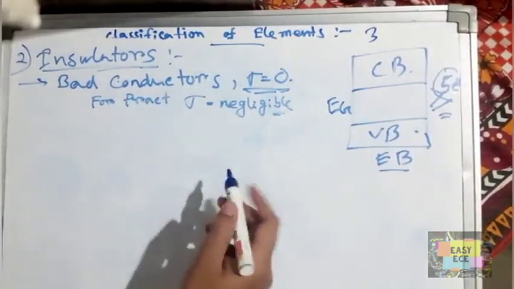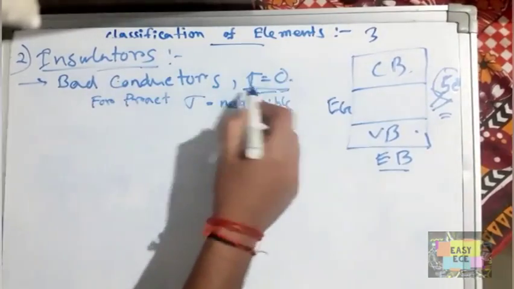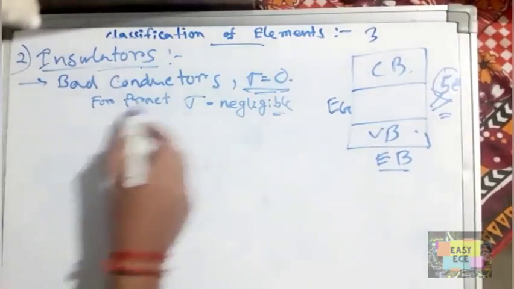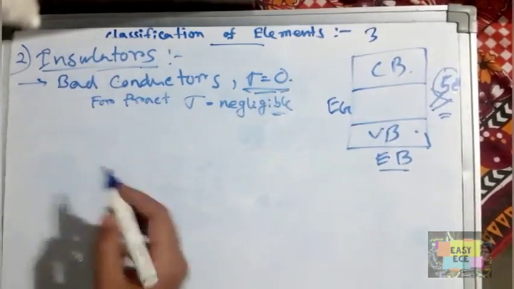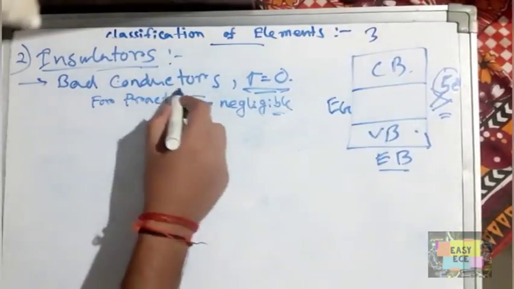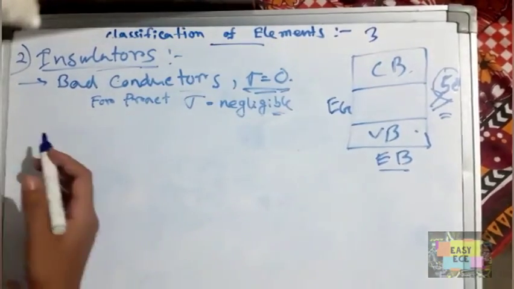So as we know, the conductivity is similar to 0 for ideal purposes, and for practical purposes it is negligible. So this is for bad conductors. Insulators are very bad conductors of current, so they are not conducting the current.